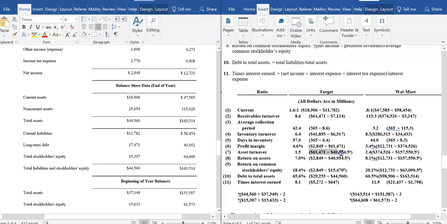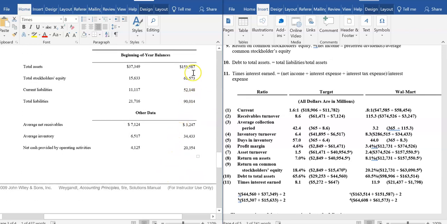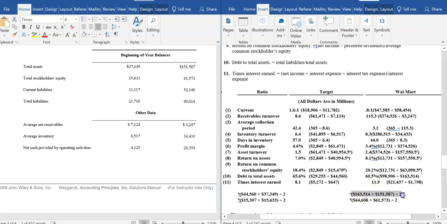So dividing the net sales by the average assets, we would do the same thing for Walmart. We would take their total assets at the beginning of the year and add them to the end of year. So here's end of year assets on the balance sheet date, and here are beginning assets at the beginning of the year. Add those two together and divide by 2 to get a rough average. That gives us net sales divided by the average assets, an asset turnover of 2.4.